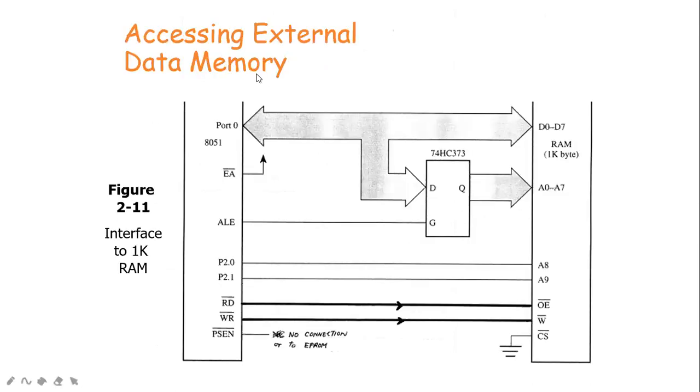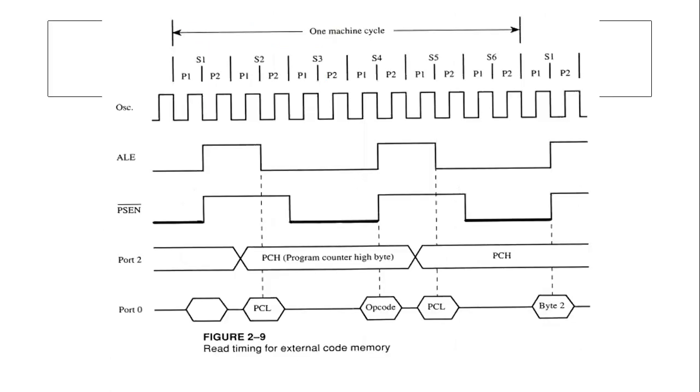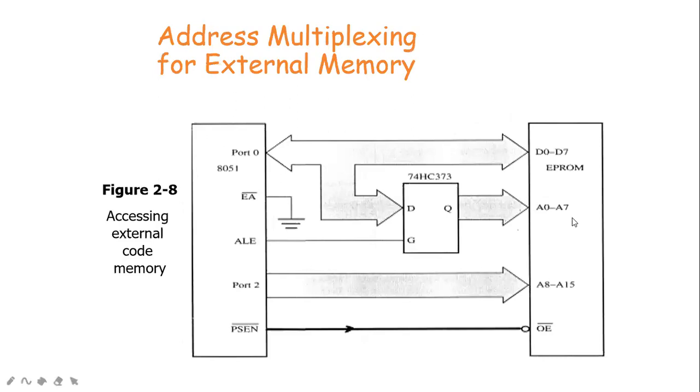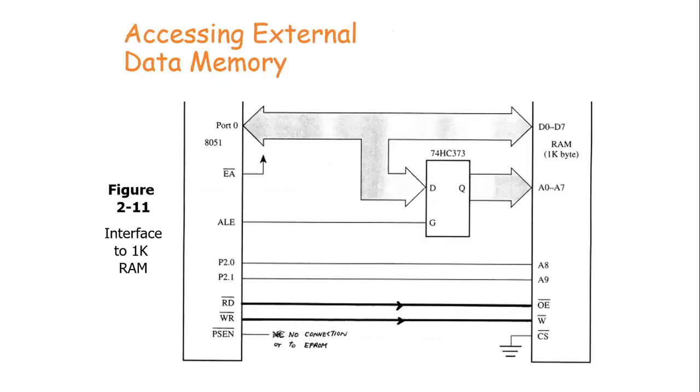Accessing external data memory. Previously, the external memory was program memory, and here we are accessing external data memory. In the same way, the port 0 pins are used. Here the external data memory is a RAM, of 1 kilobyte. See, these are the 8051 pins.